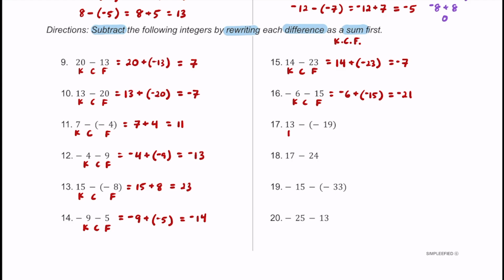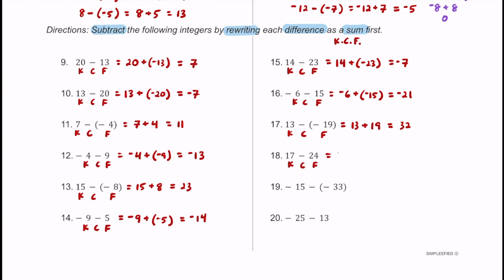For 17, we have 13 take away a negative 19. So let's rewrite this as an addition problem. Keep the 13, change minus to a plus, and flipping the negative 19 gets you a positive 19. So really this is just 13 plus 19, and that is going to be 32. That's positive.